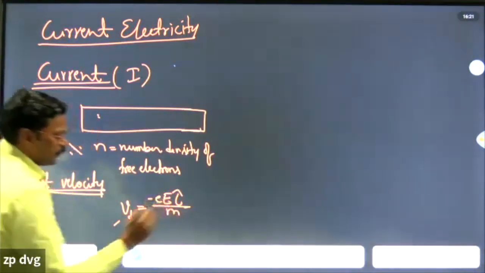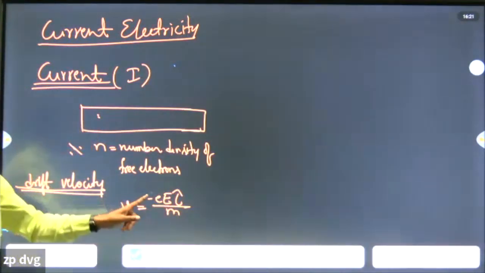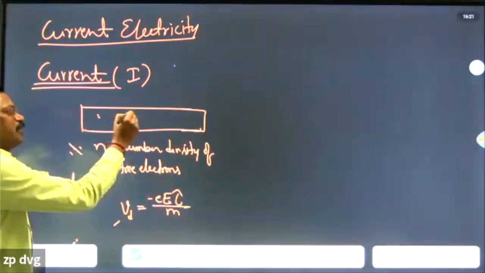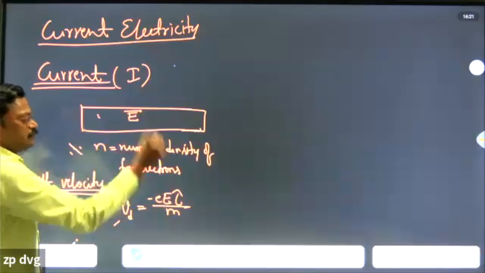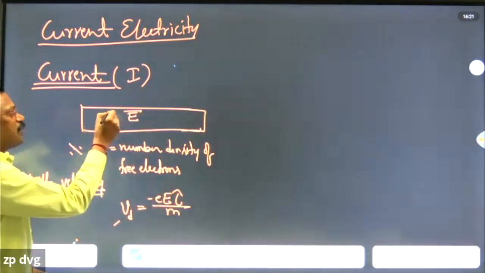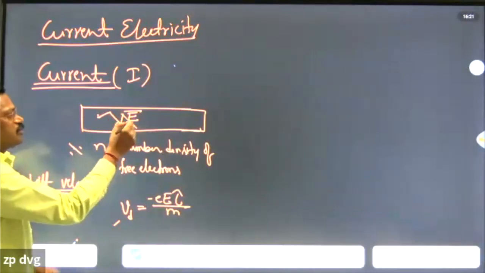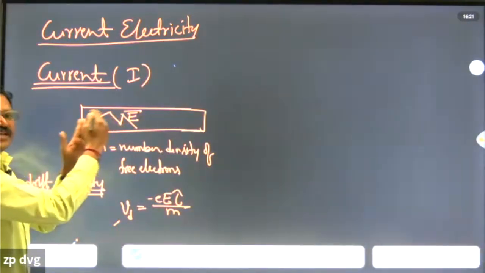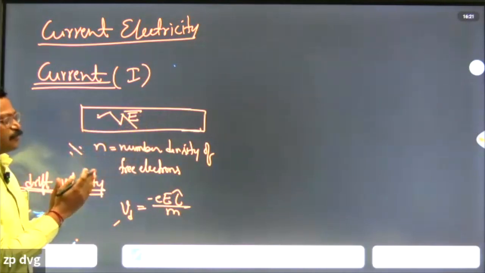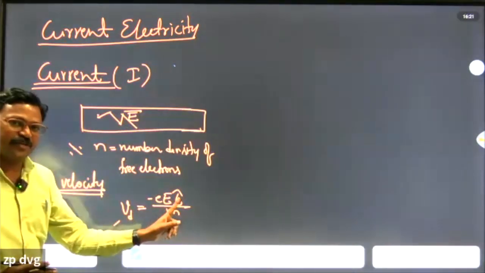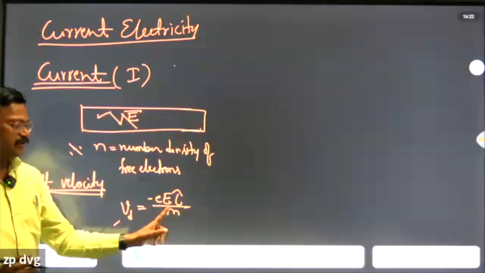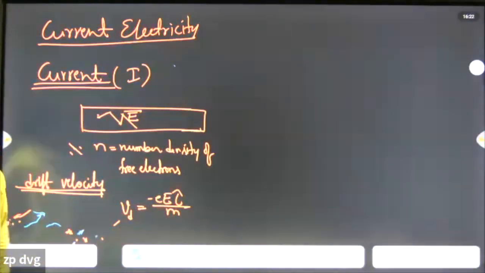by m. Okay, this is the equation where small e is the electronic charge, capital E is the electric field applied here, and τ is called the relaxation time. Relaxation time is the average time gap between two successive collisions. So between two collisions there is some time gap. That average time gap is called relaxation time τ, and m is the mass of the free charge carrier, that is the electron. Okay, so this is the expression for drift velocity.